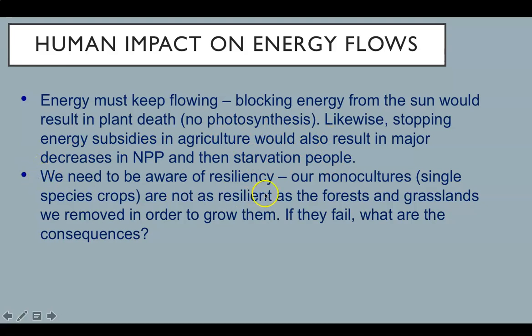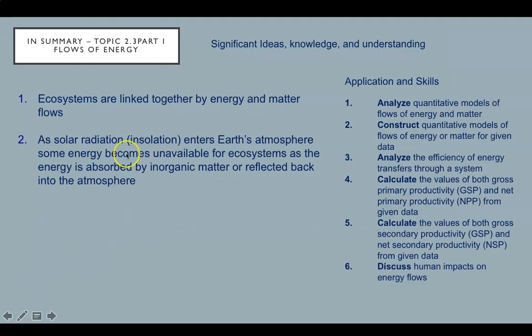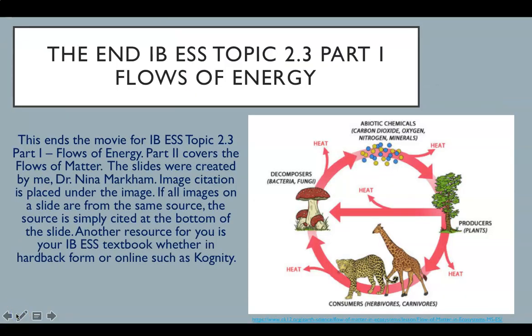We need to be aware of resiliency. Our monocultures, single species crops, are not as resilient as the forests and grasslands we removed in order to grow them. And if these crops then fail, what are the consequences? Here is a summary of this subtopic 2.3 Part 1, Flows of Energy. This ends the movie for IB ESS topic 2.3 Part 1, Flows of Energy, under the main topic of IB ESS Topic 2, Ecology and Ecosystems.